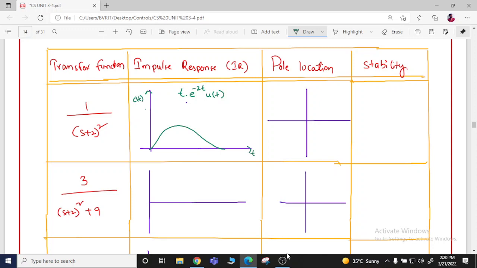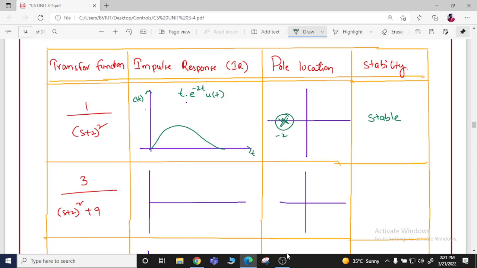The impulse response will be like this, and the pole location are (s plus 2) whole square. So therefore there are two poles which are located at minus 2. So at s is equal to minus 2 there are two poles located which are repeated roots. So even though there are repeated roots on the left hand side, there is no problem of stability, so that the system is stable.